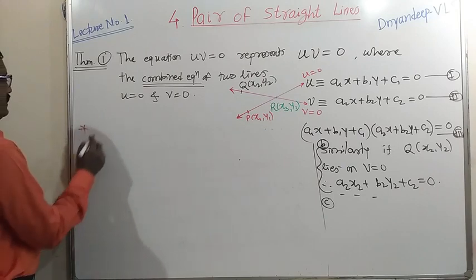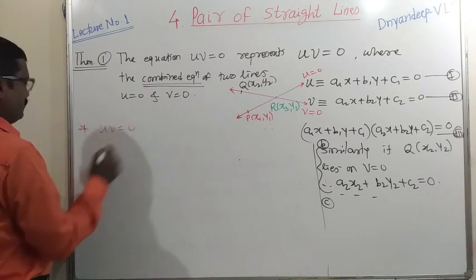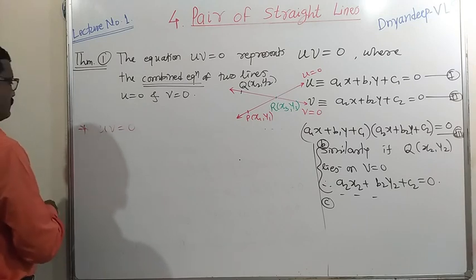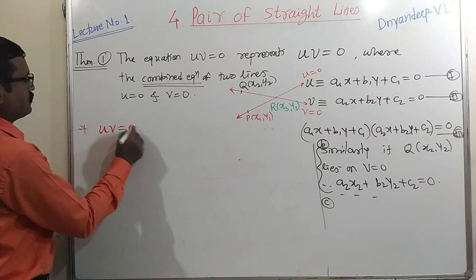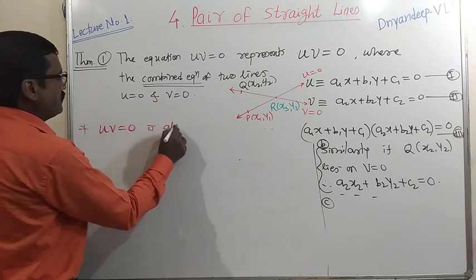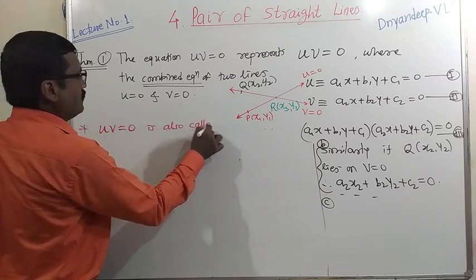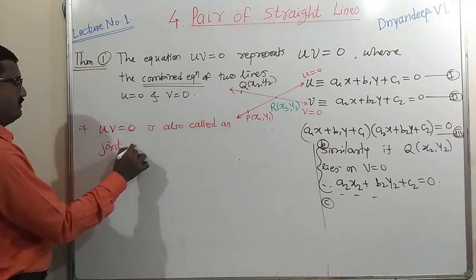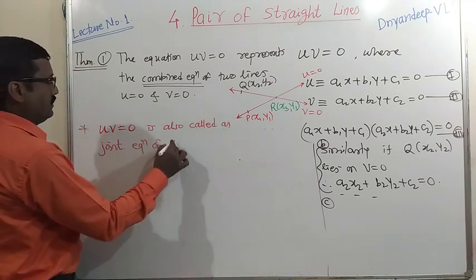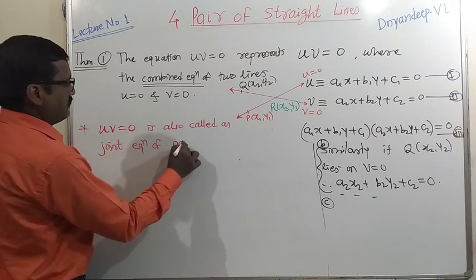That product of equations of two lines is the first important point: uv = 0 is also called the joint equation of a pair of lines.